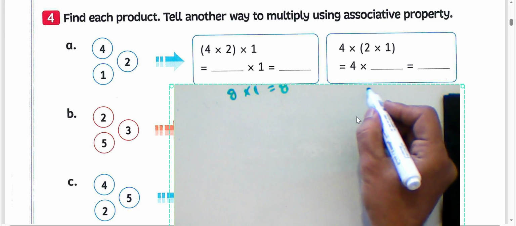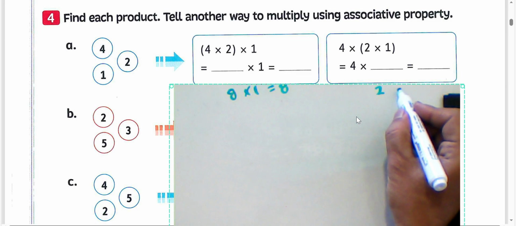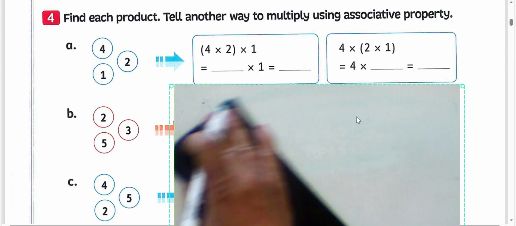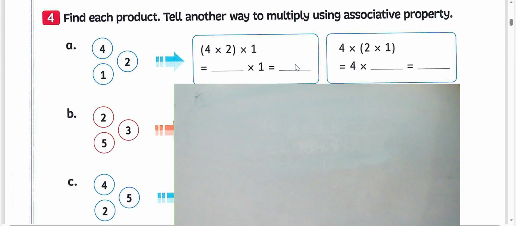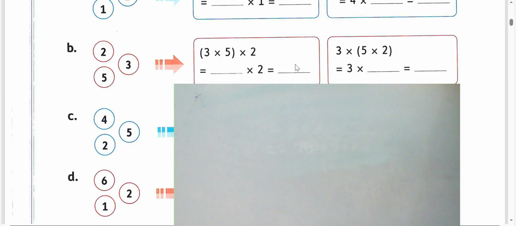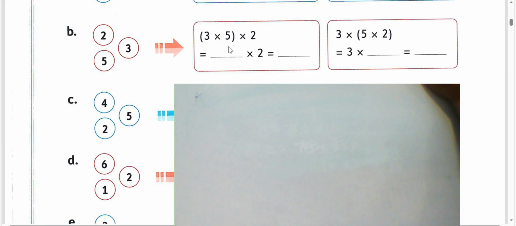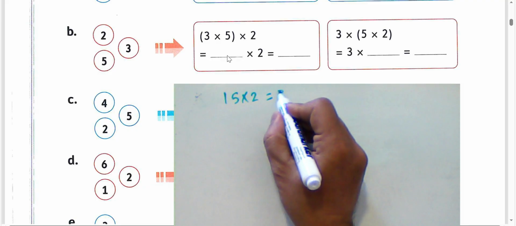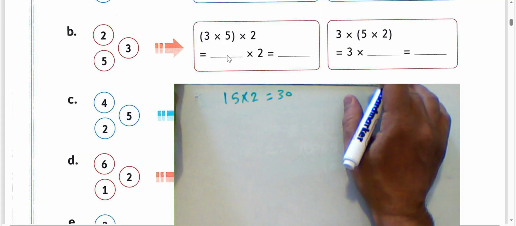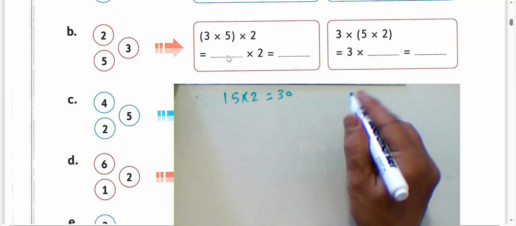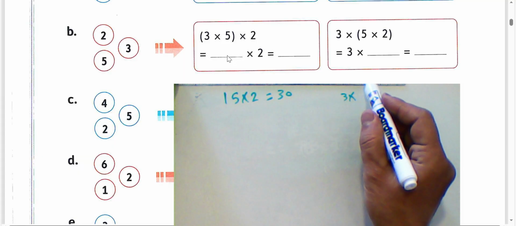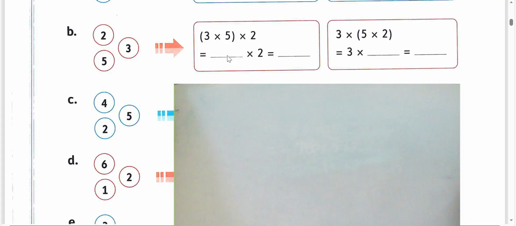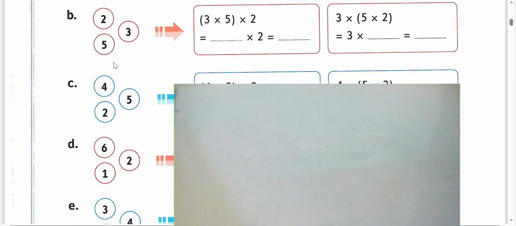Next question, 4 multiplied by what? 2 times 1 equals 2. Then 4 times 2 equals 8. Next question, 3 times 5 times 2. 3 times 5 equals 15. 15 multiplied by 2 equals 30. Next question, 3 multiplied by what? 5 times 2 equals 10. Then 3 times 10 is 30. Letter C.